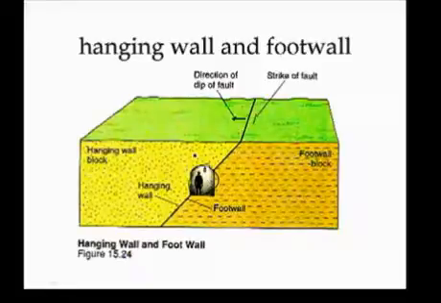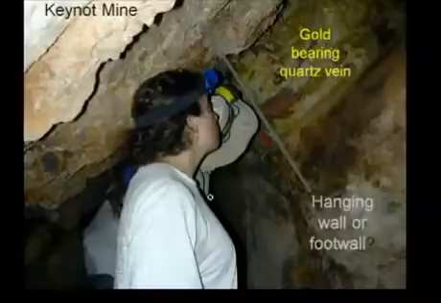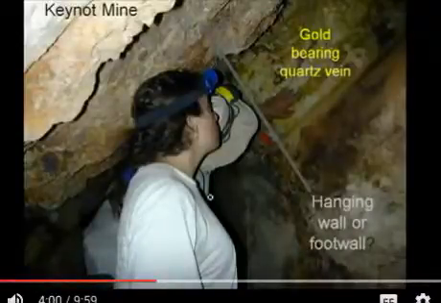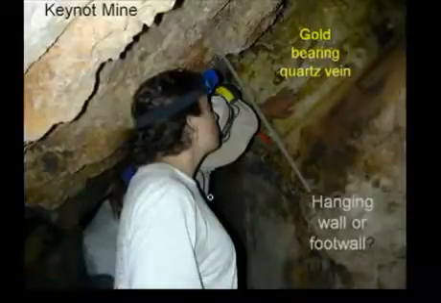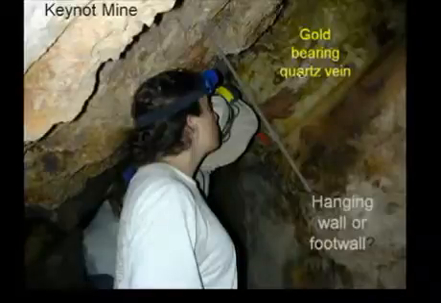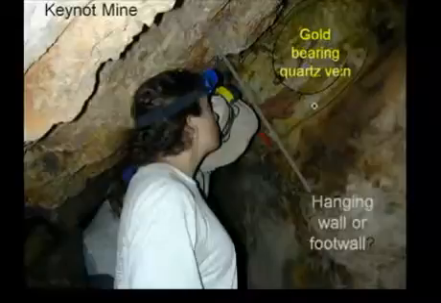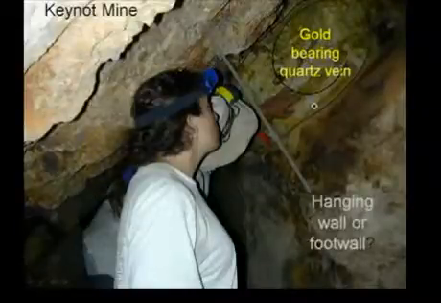As the miner is standing there at the fault, above his head is hanging a wall that he called the hanging wall, and at his feet is the footwall. To give you a specific example, here are friends of mine at the Keynot Mine, which is an abandoned gold mine in the Inyo Mountains. And one of my friends got his hand on the quartz vein here. I wish all that yellow stuff was gold, but if it were, this would not be an abandoned mine.